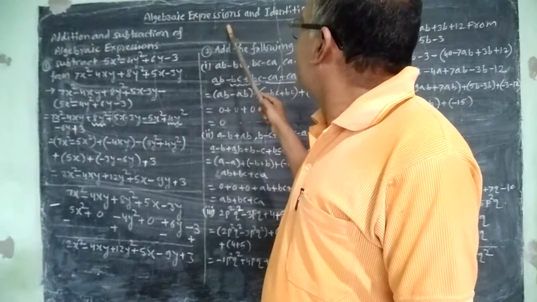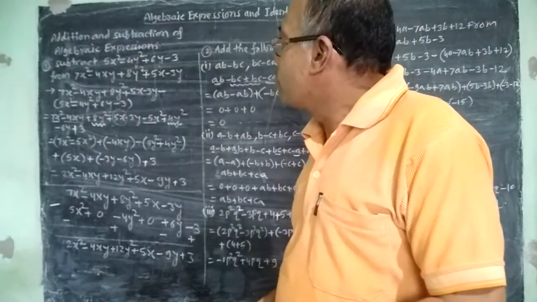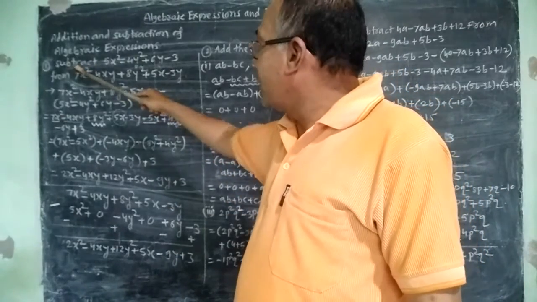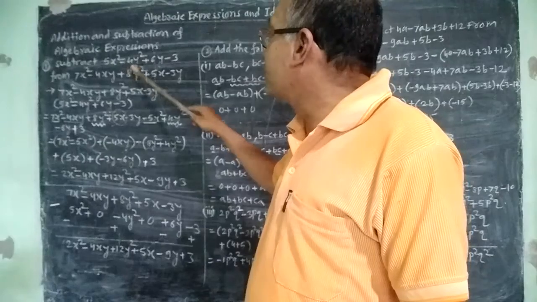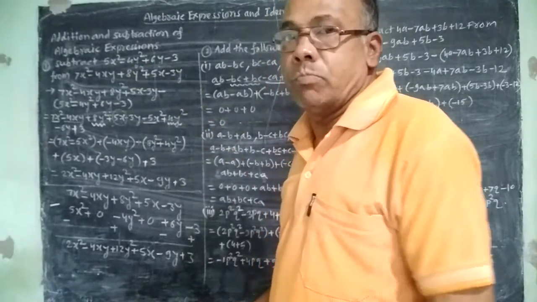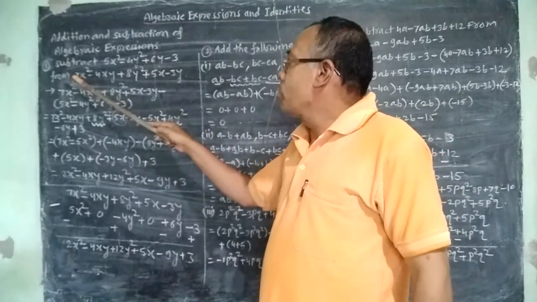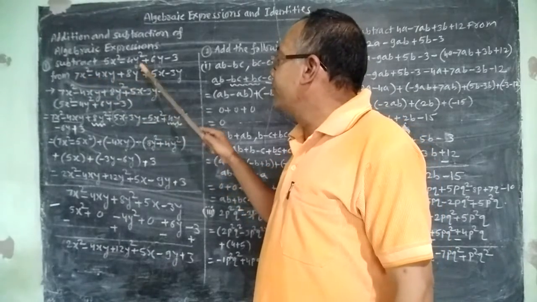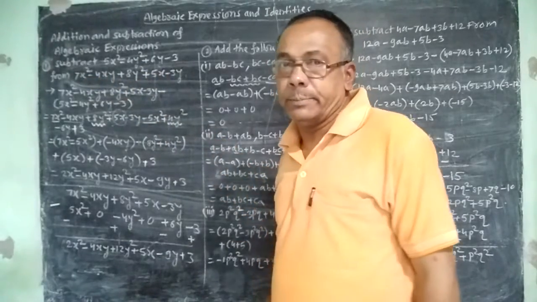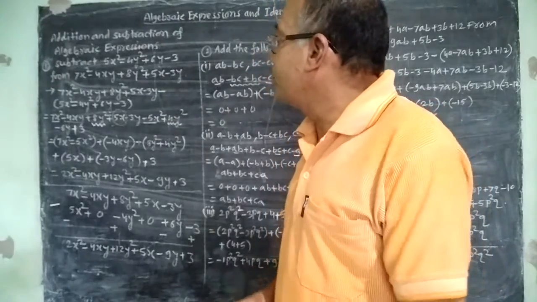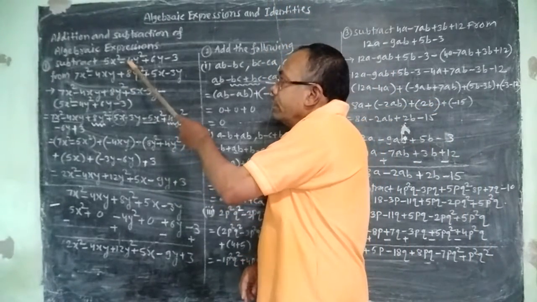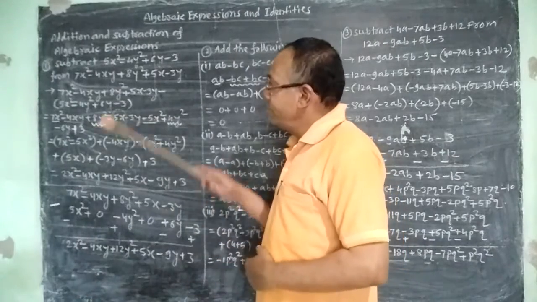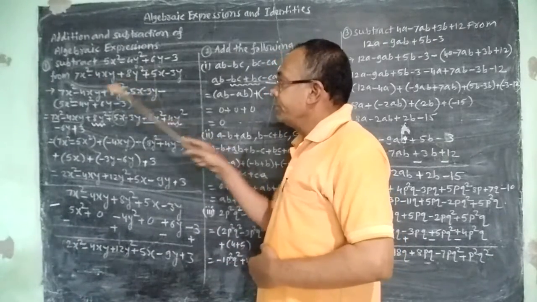In our algebraic expression and identities, the first example is subtract 5x square minus 4y square plus 6y minus 3 from 7x square minus 4xy plus 8y square plus 5x minus 3y. Means we have to subtract the first expression from the second expression. So we will write the second expression first.